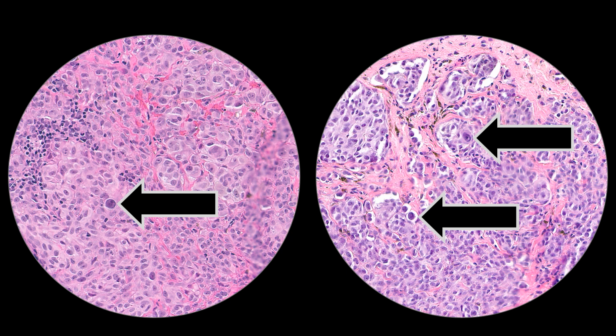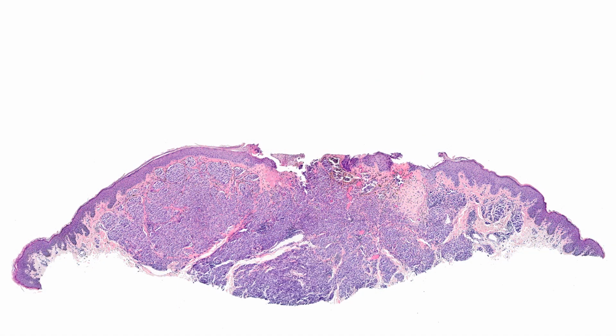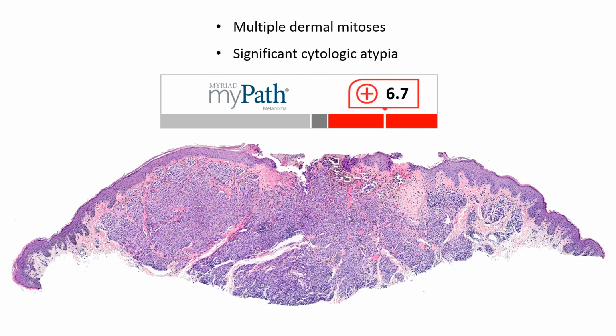This marked variation in nuclear size among isolated cells is very unusual for a nevus in my experience, and also not characteristic of reactive change, which tends to affect all cells within a given area in a much more uniform manner. So the bottom line is that multiple dermal mitoses, especially near the base of a lesion, in conjunction with this heterogeneous cytologic atypia, is a set of findings that should significantly raise our suspicion for diagnosis of malignant melanoma.